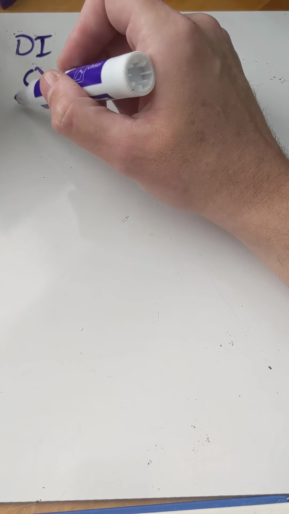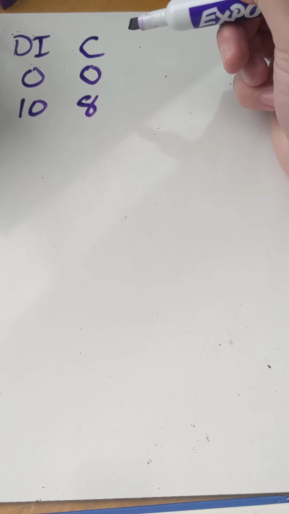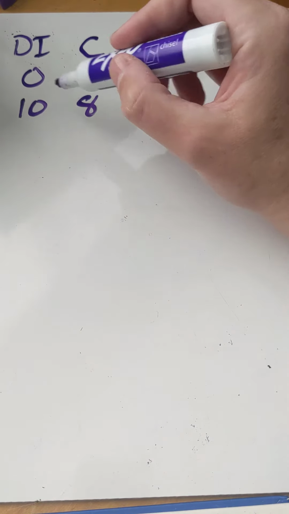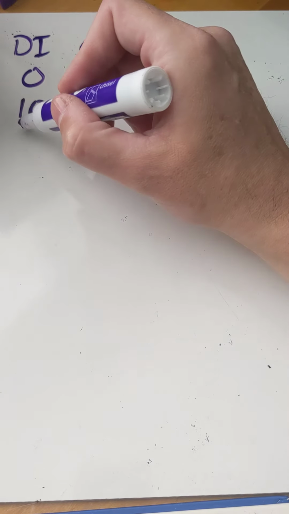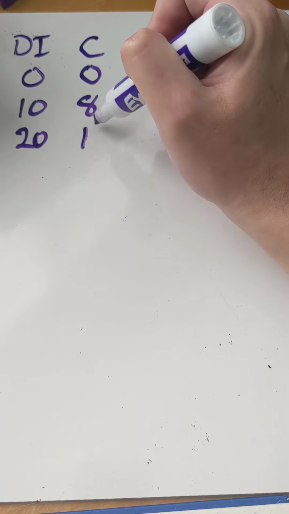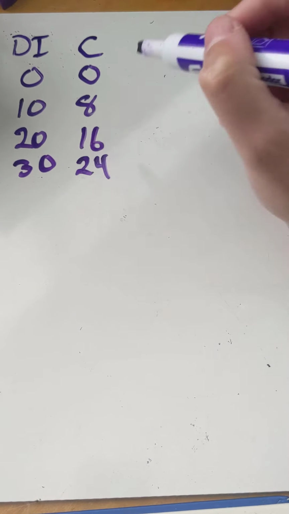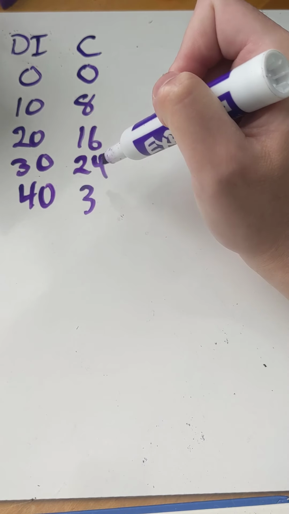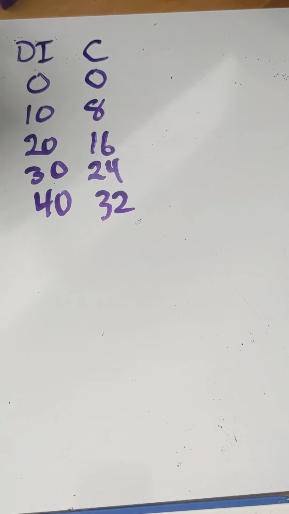So let's say that this population gets $10. And let's say of that $10, they're saving $2, 20%. So that's going to look like this, right? We go from $0 to $10. Our total spending goes from 10 to 8. And I'll go 20, 16, 30, 24, and 40, 32. All right, so you get the idea, right?